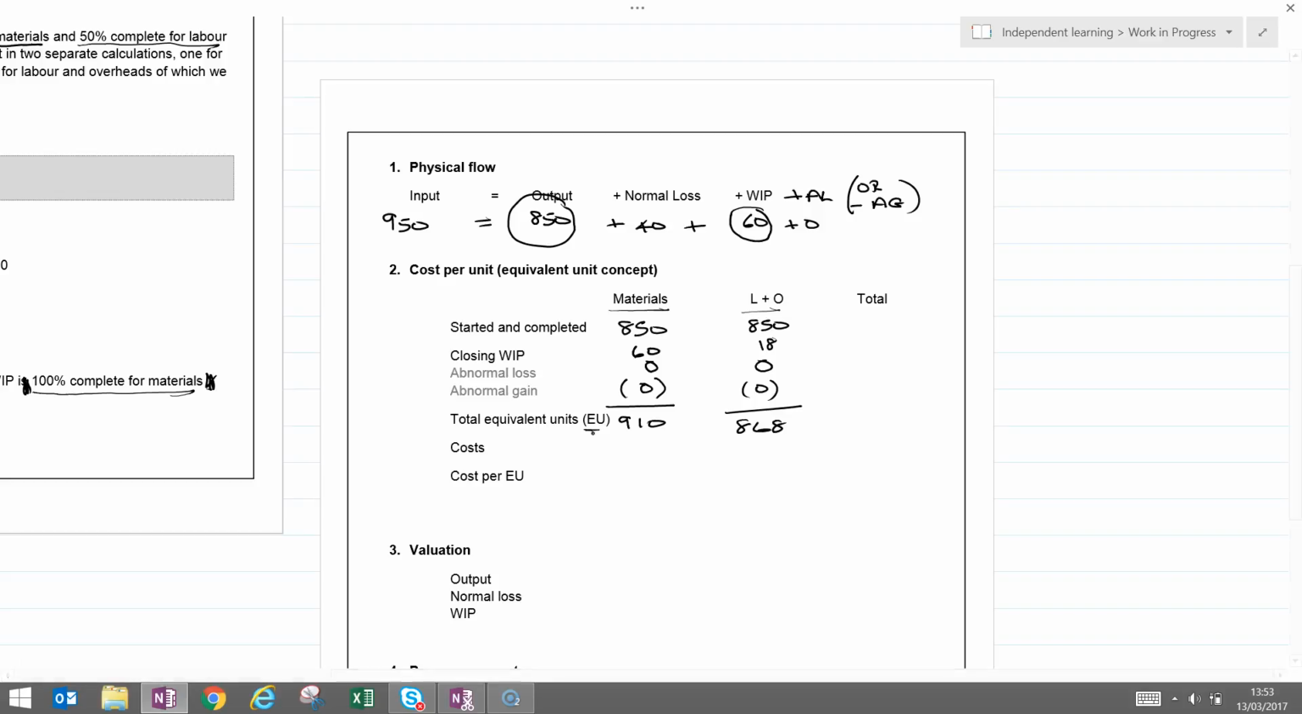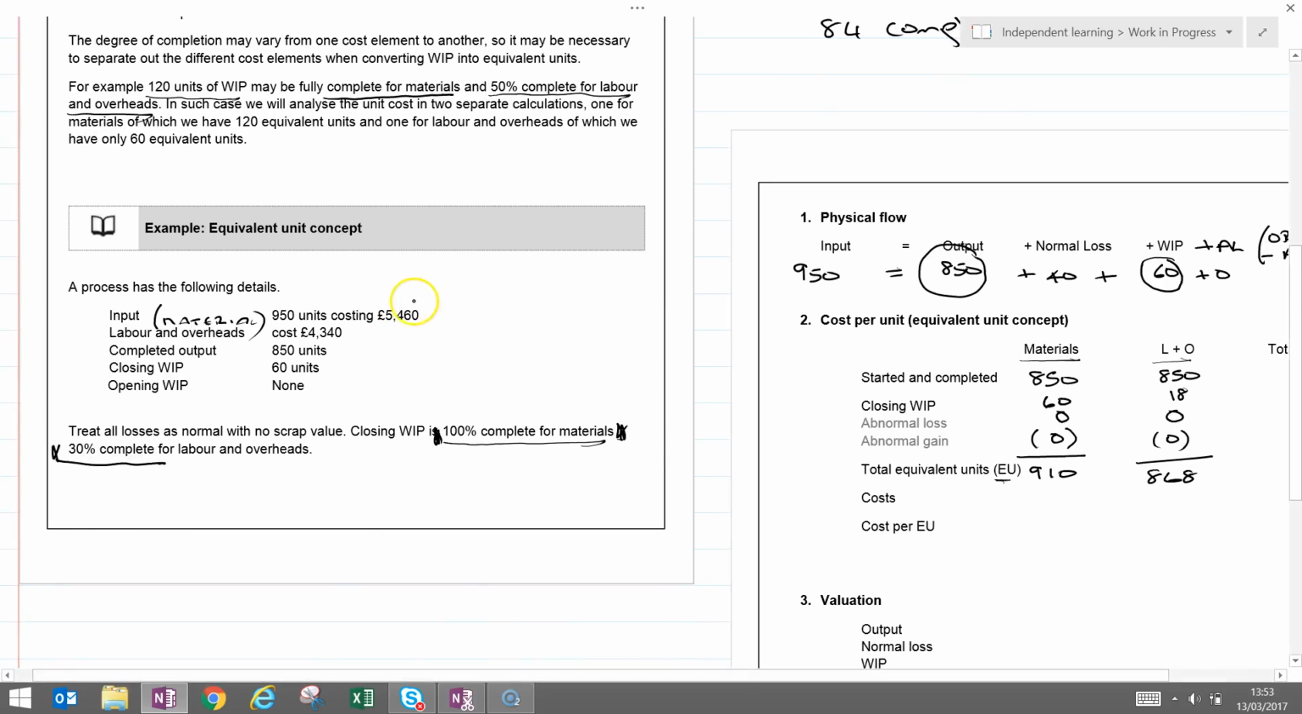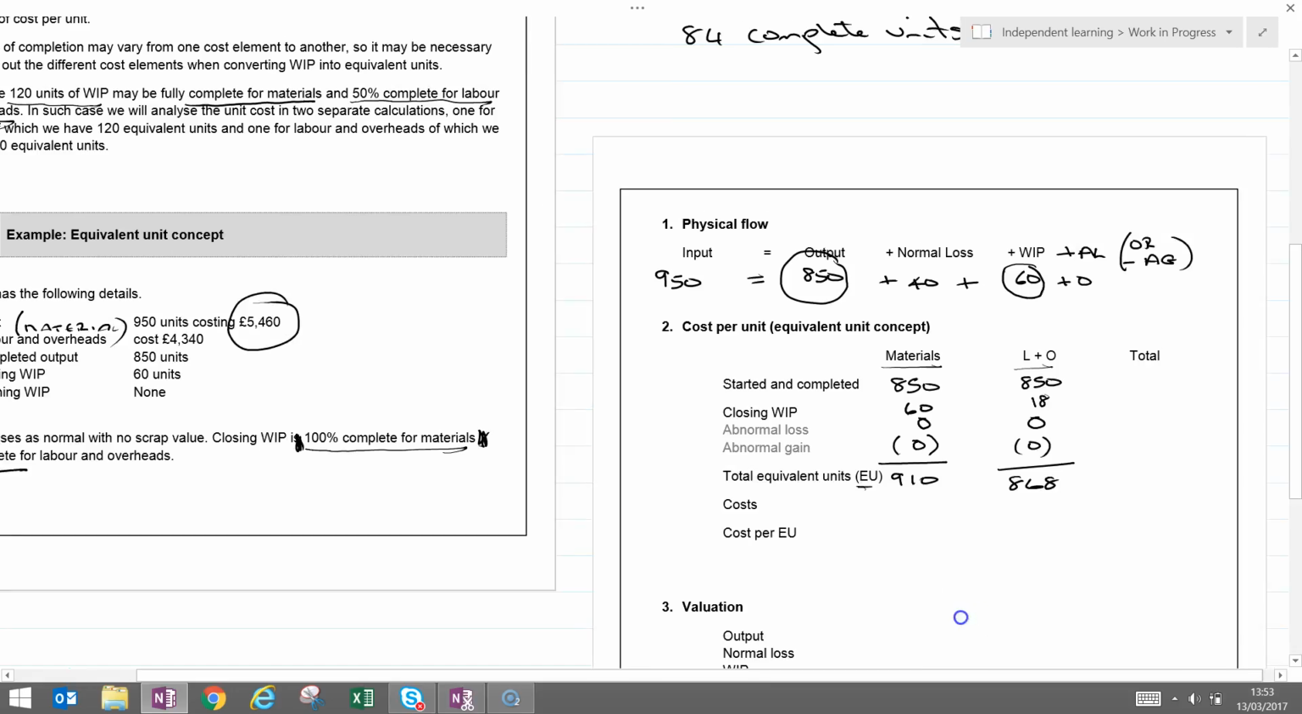Now we consider the costs. What were the costs of the material? So material, £5,460.